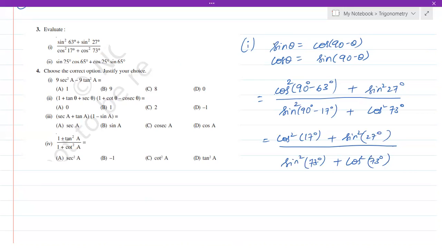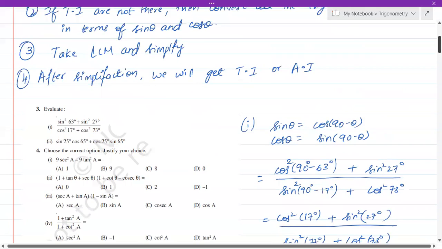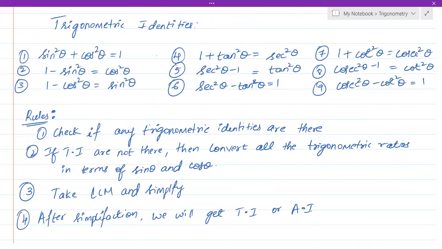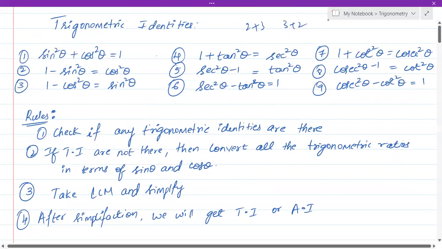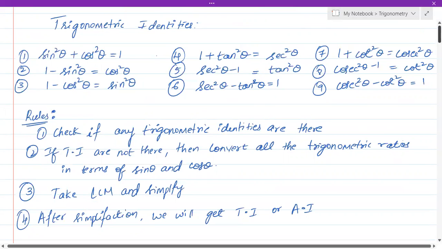Now if you observe, we have got an identity here. Observe the numerator: cos square theta plus sine square theta. So we know an identity which says that cos square theta plus sine square theta, or the other way, sine square theta plus cos square theta, both are one. If it is an addition, you can interchange, no problem. Addition is commutative, meaning 2 plus 3 is same as 3 plus 2, isn't it? Both are same.